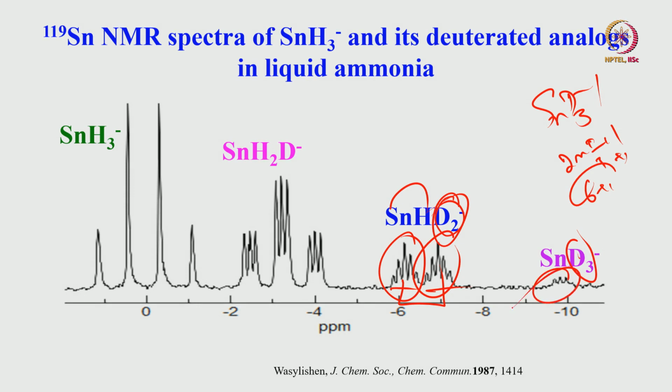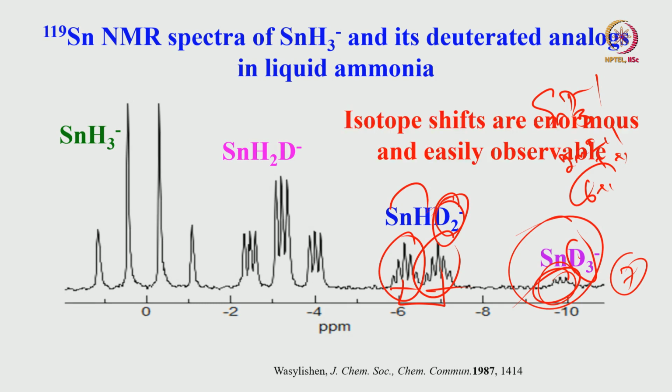All are not resolved. All are not clearly visible. It is a poor signal to noise ratio. In reality, if you get a good spectrum, this should give rise to 7 peaks. And I would say this is because of SnD3. So all the big groups of peaks can be easily assigned to different analogues of SnH3. This is a tin 119 spectrum where you get proton coupling and proton deuterium coupling, both are present here.